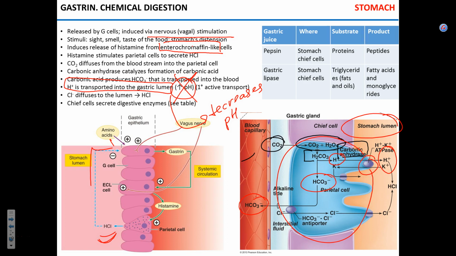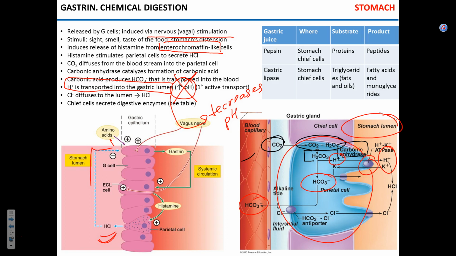Does it make sense, that story? Carbon dioxide. Now, talk to me. Carbon dioxide diffuses into the parietal cell. What does it react with? Water. What acid is formed? Carbonic acid, H2CO3.